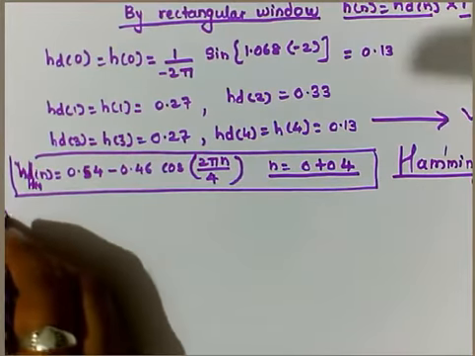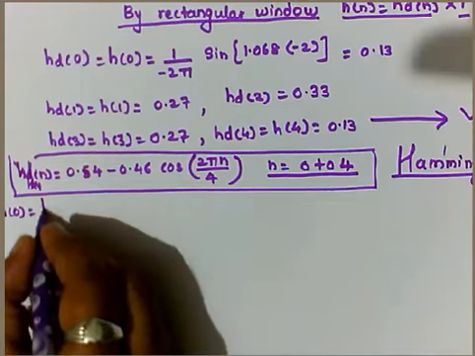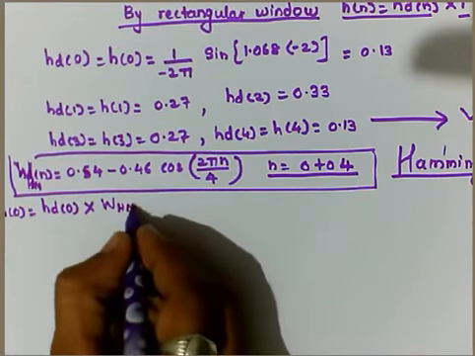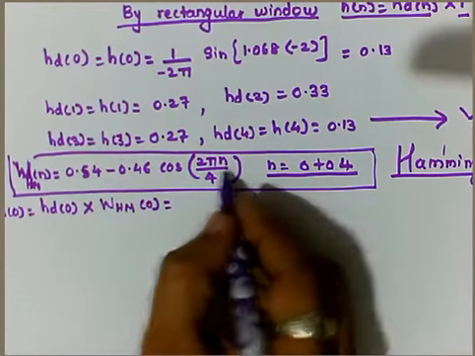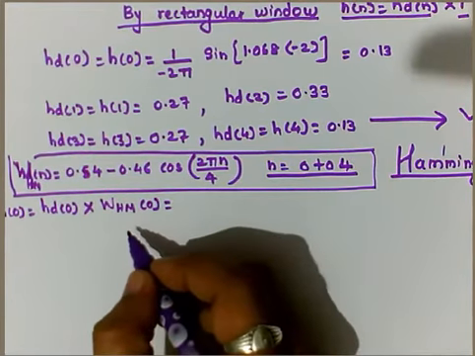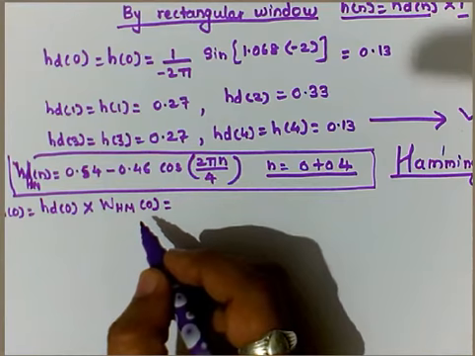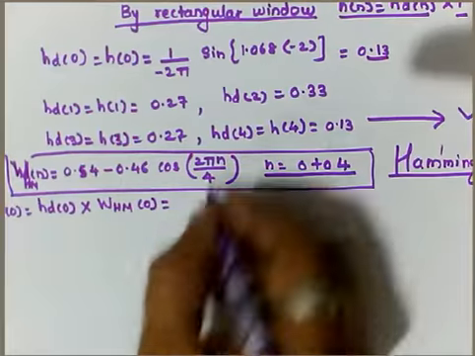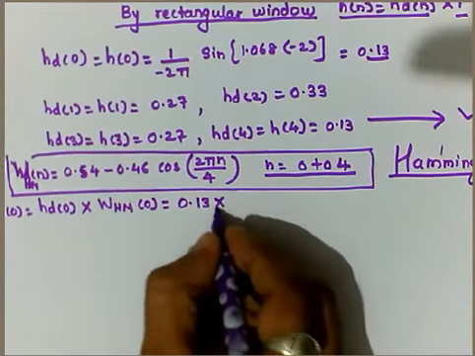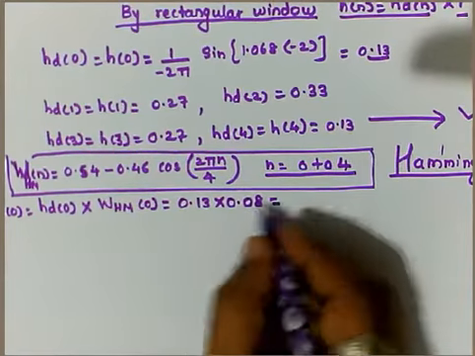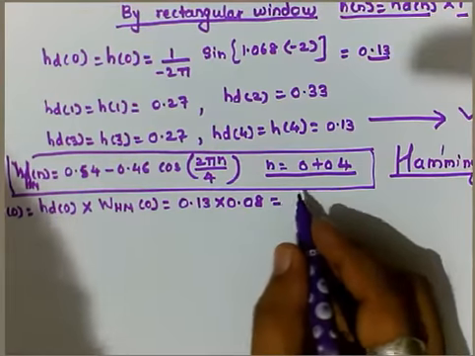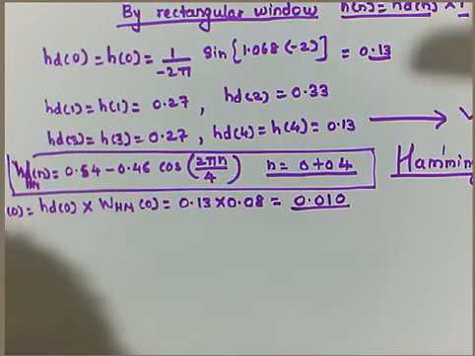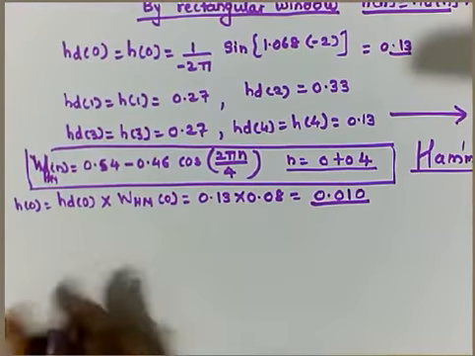So h of 0 will be hd of 0 into WHM of 0. Put n equal to 0 in this equation and calculate WHM of 0. WHM of 0 comes to 0.08. hd of 0 we already calculated, that is 0.13. So 0.13 into 0.08 gives the value near about 0.010. This is h of 0 for the Hamming window.